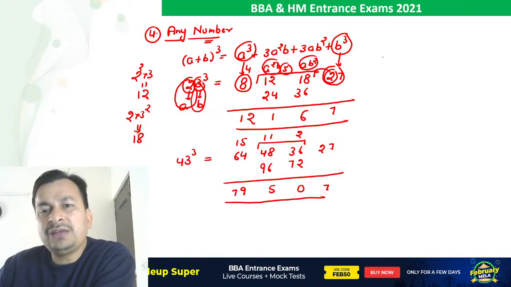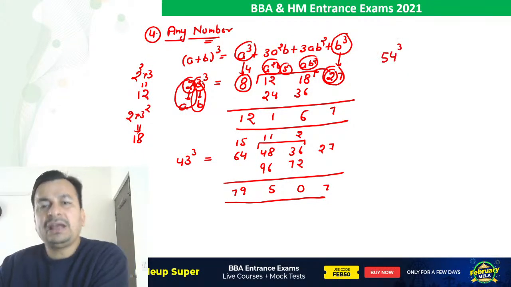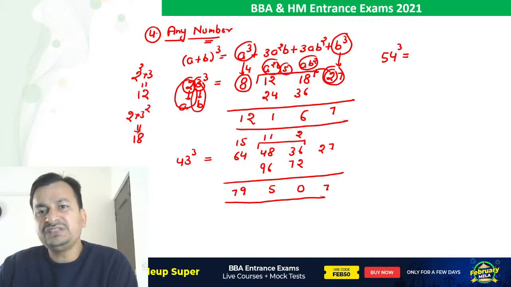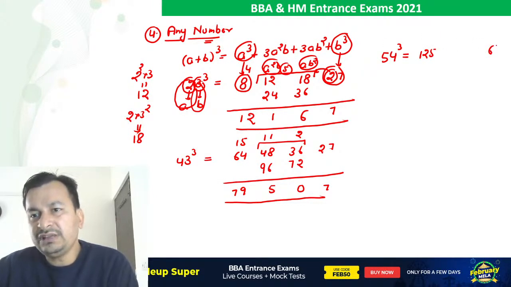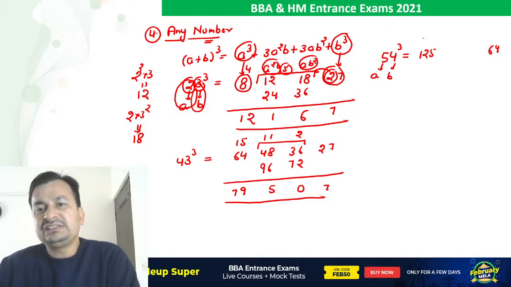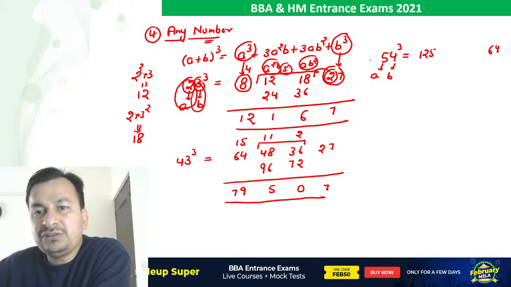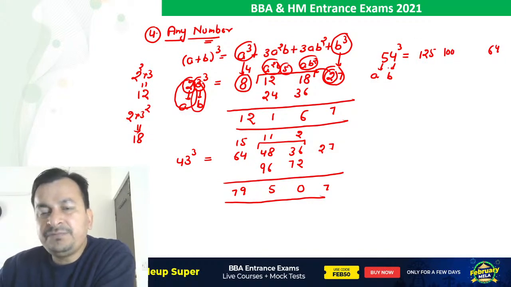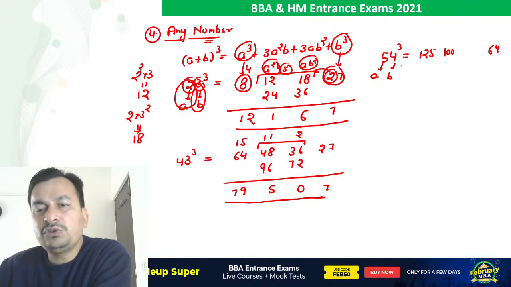Again, one more example. If I want to calculate the cube of, say, 54. So if we want to calculate the cube of 54, so first we will write cube of 5, that is 125. Then last term will be cube of 4, that is 64. In this case, a is 5 and b is 4. Second term will be a square b. 5 square 25, 25 into 4 is 100. Third term will be ab square. A is 5, b is 4. So 5 into 4 square. 4 square is 16 and 16 into 5 is 80.